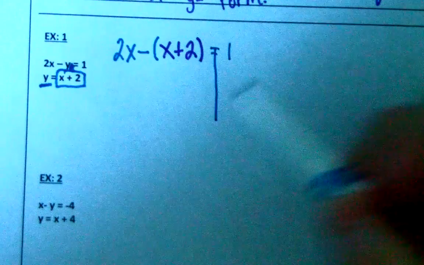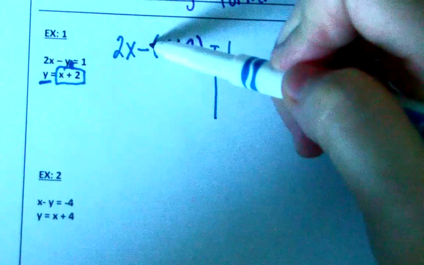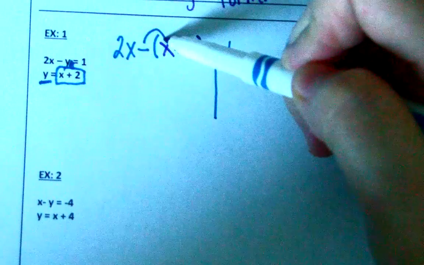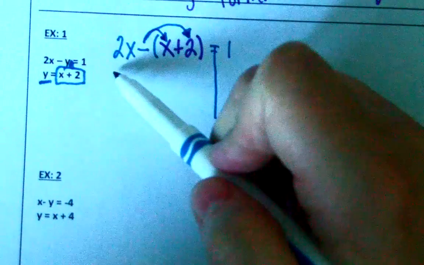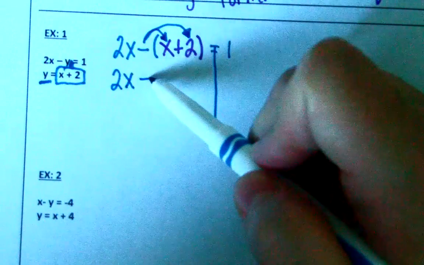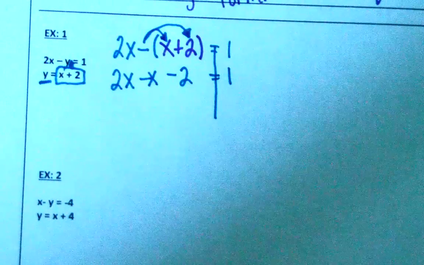And now I'm just going to solve for x. So the first thing I do, remember, is parentheses, so I'm going to distribute. I'm going to distribute a negative to both of these terms. So I have 2x minus x minus 2 equals 1.